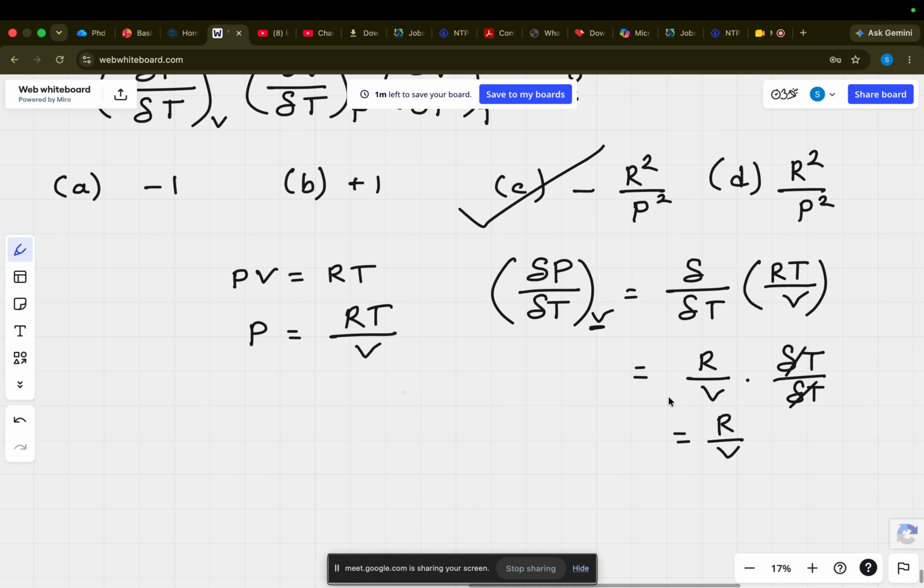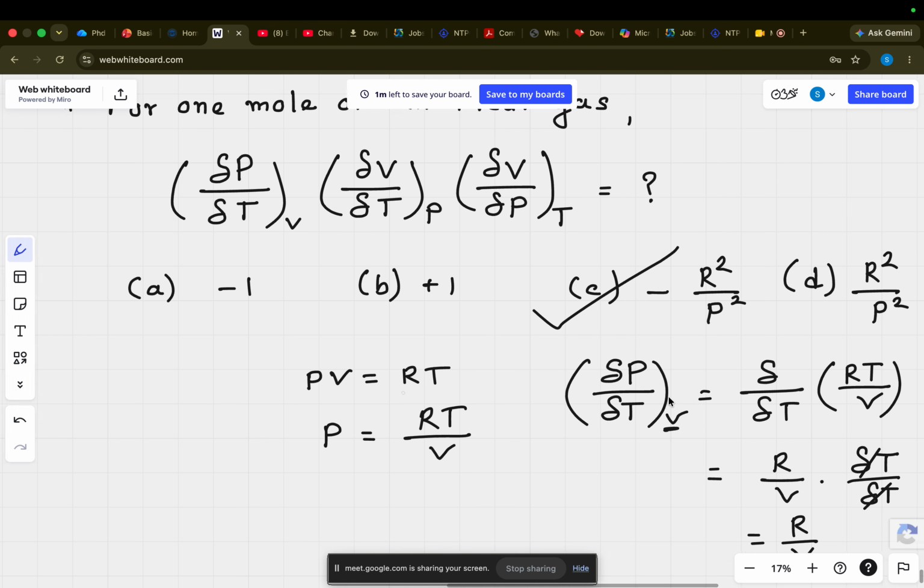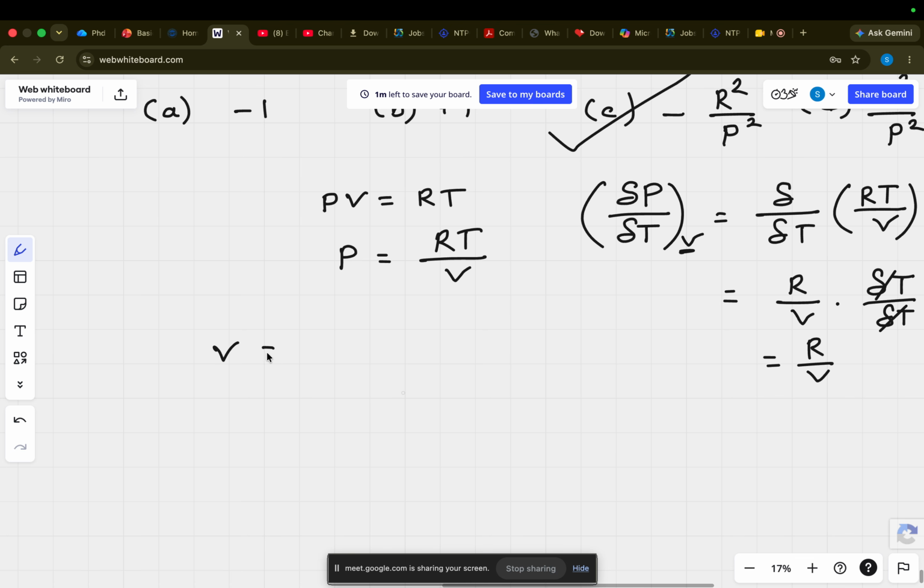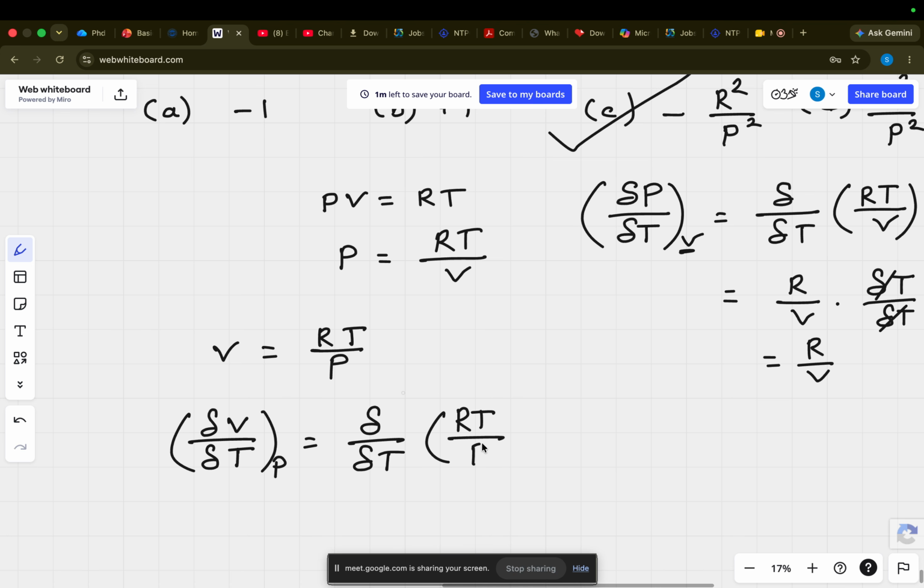Next you have to find out the volume. PV is equal to RT, so V is equal to RT by P. Now del V by del T at constant P. Pressure is constant, so put the V value: RT by P. R is constant and P is also constant, so R by P will come out. Then del T by del T again cancels. So finally we are getting R by P only.